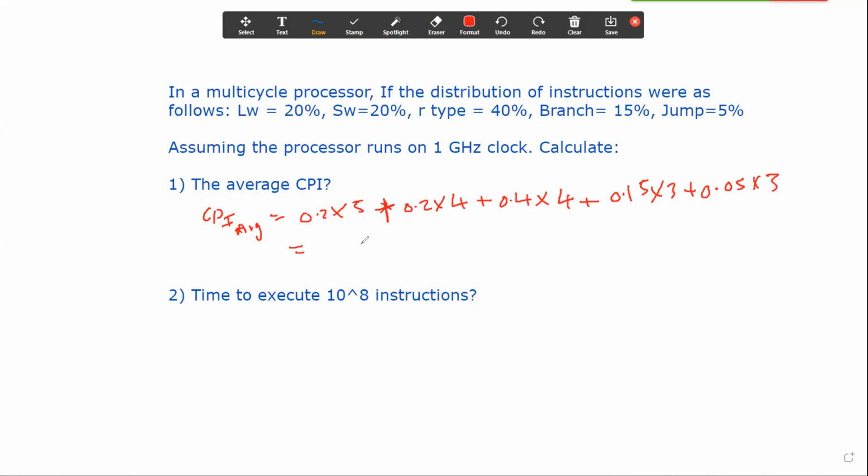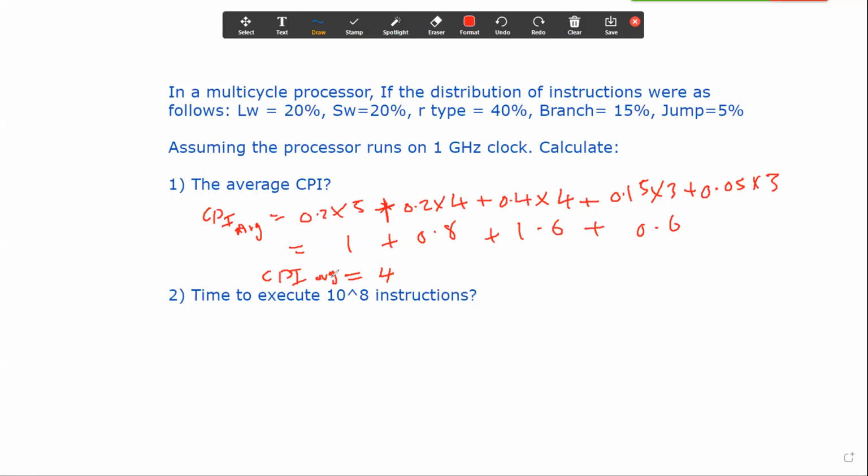Good. Now if you do the math we get 1 plus 0.8 plus 1.6 plus these two, which are 0.2 times 3, giving 0.6, and here we get 2.2, and in total this is 4. Okay. So roughly, by coincidence, it came out as a whole number. So your average CPI is actually 4 cycles.